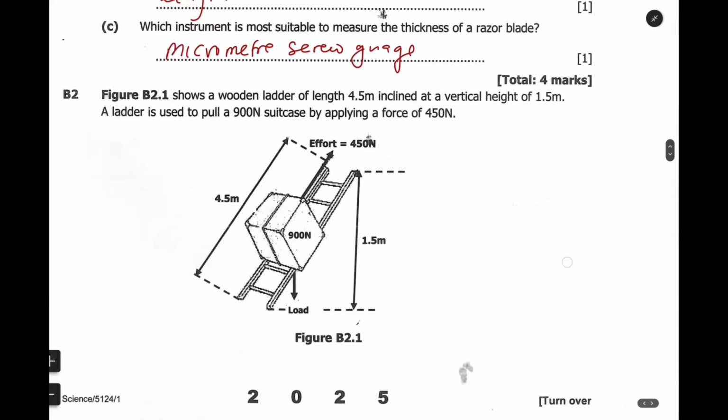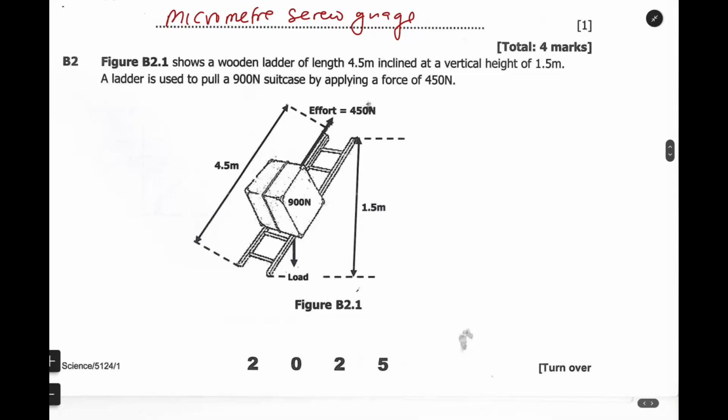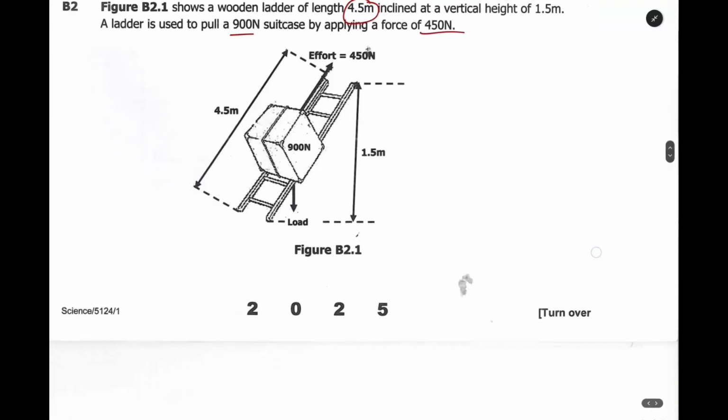Let us look at B2. Figure B2.1 shows the wooden ladder of length 4.5 inclined at a vertical height of 1.5. A ladder is used to pull a 900 Newton suitcase by applying a force. So we have the force applied and the force that it is overcoming. This that is being pulled is the force overcome. So we have load and the effort here. And load, we said, is normally the weight of the object. And the force that you apply is effort.